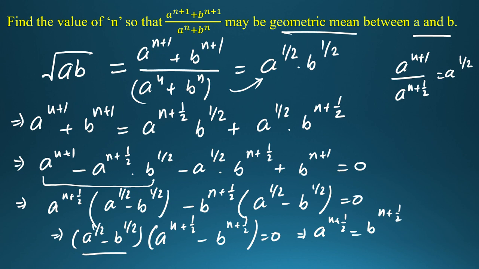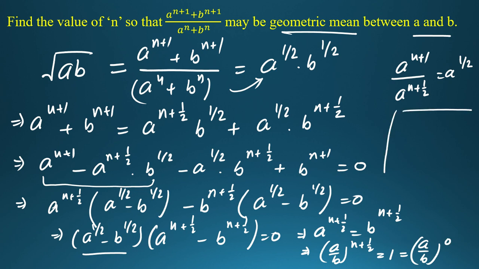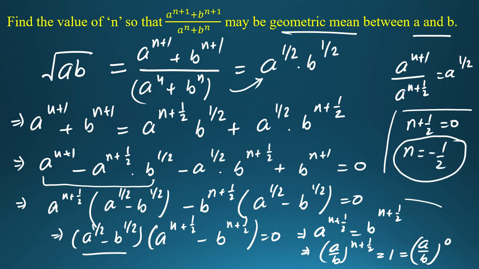Now by division you will get a upon b to the whole power n plus half. Space is less, so I am writing a little quickly. Is equal to 1. 1 means any number to the power 0. So just by comparing the powers, what you will get? n plus half is equal to 0, means n is equal to minus half. Make sure that you have understood these three steps here, because space was less, so I have written a little in short.